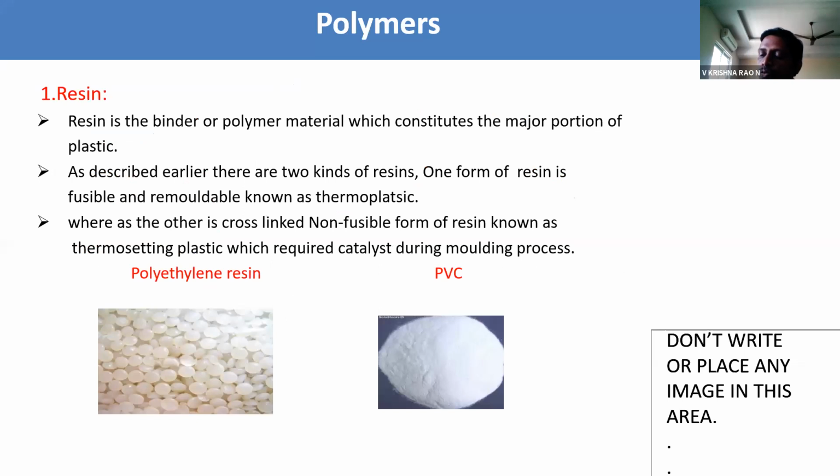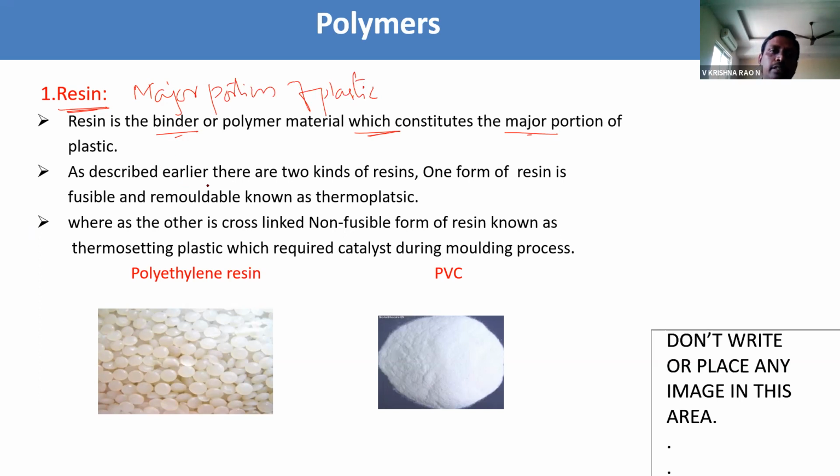Now, coming to the first one, that is resin. What actually is resin? Resin is nothing but a polymer. As I already said, the major portion of the plastic is the resin. It is a binder or polymer material which constitutes the major part of the plastic.